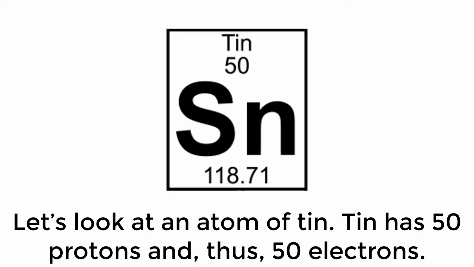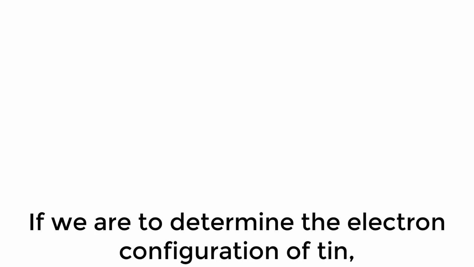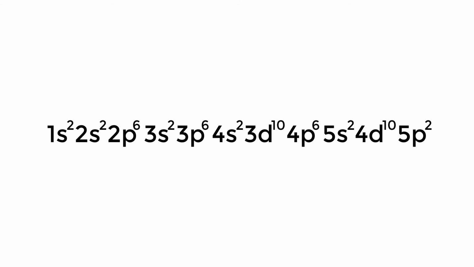Let's look at an atom of tin. Tin has 50 protons, and thus 50 electrons. If we were to determine the electron configuration of tin, we would find it to be 1s2, 2s2, 2p6, 3s2, 3p6, 4s2, 3d10, 4p6, 5s2, 4d10, 5p2.